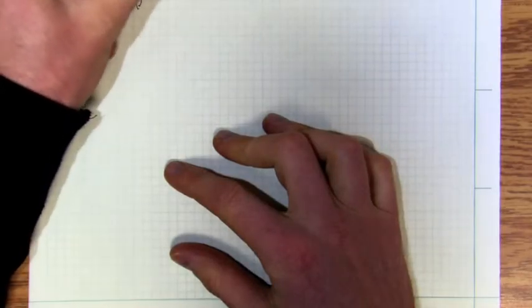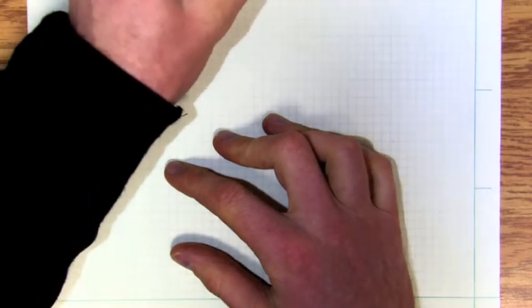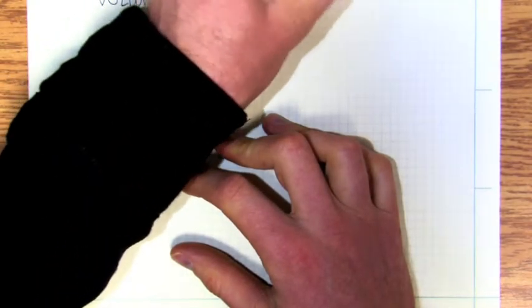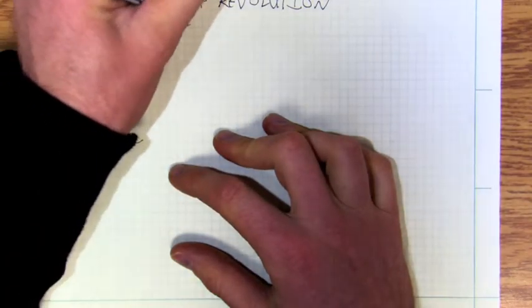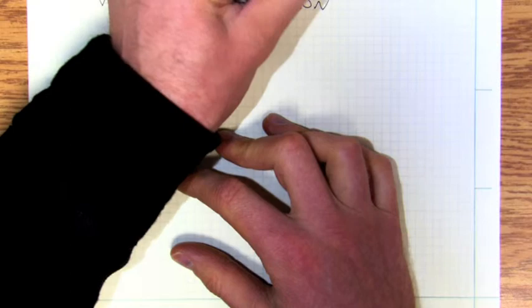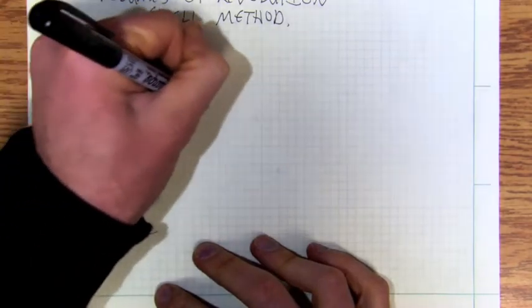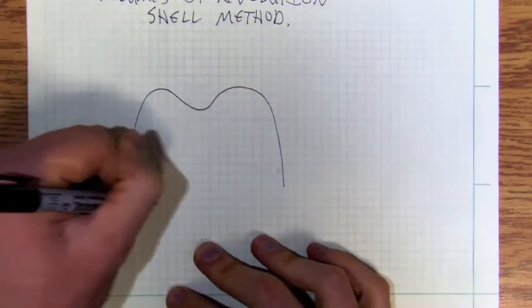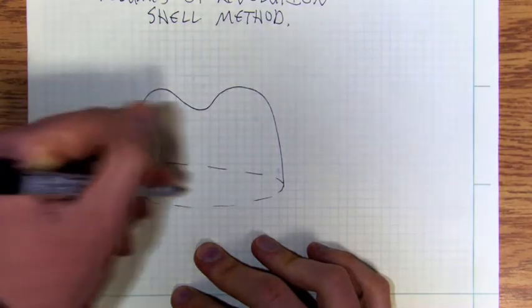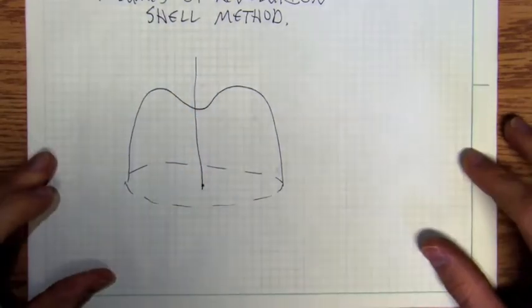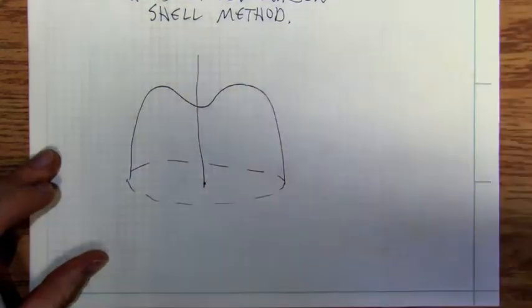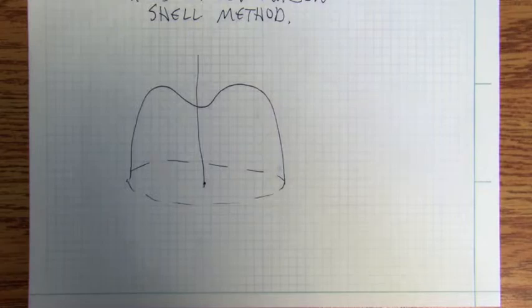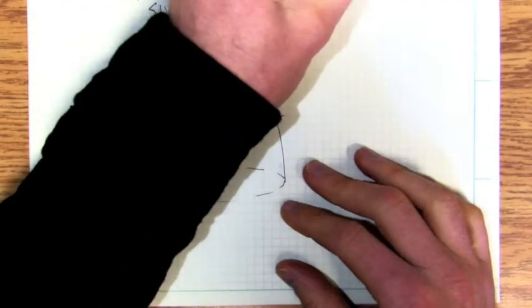I can't find a real easy way to do this on the graphic. So we're talking about volumes of revolution, shell method. I've got my little thing like this, and I'm going to rotate that around my axis to make a little bundt cake or something like that. I'm going to call it soup can method.